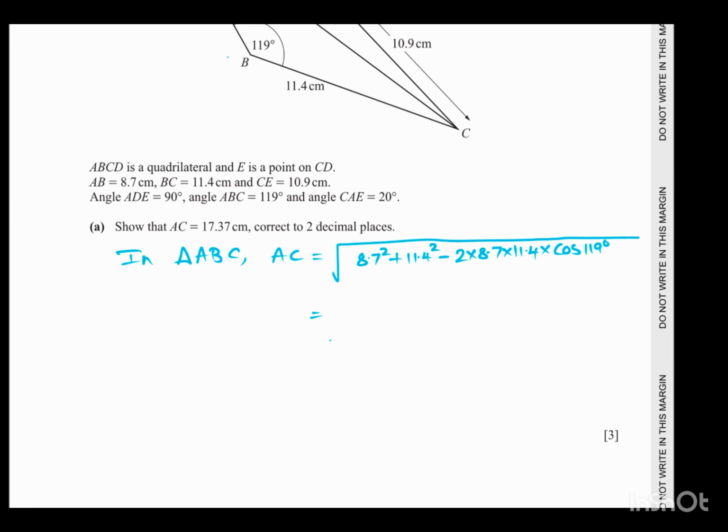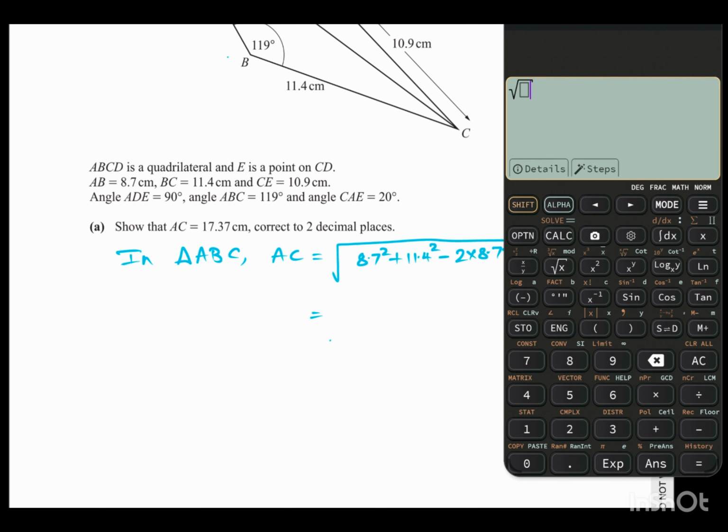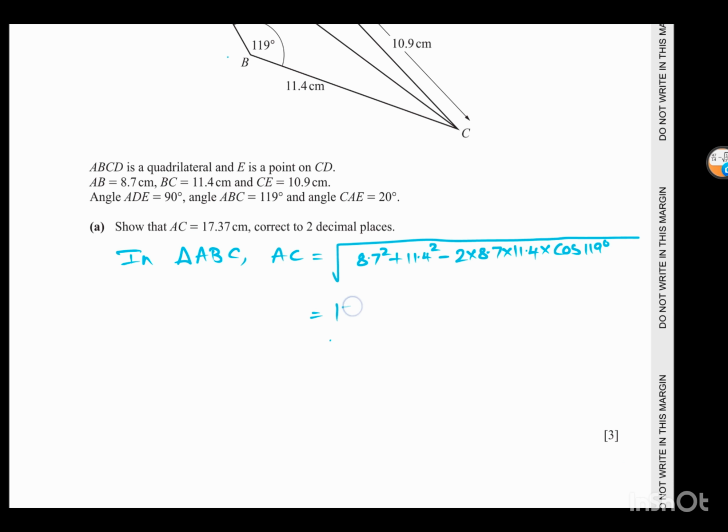Yeah, so put this in the calculator. Square root of 8.7 square plus 11.4 square minus 2 into 8.7 into 11.4 into cos 119 will be 17.3728. So 17.372 will be rounded to 17.37 centimeters, which is proved. We had shown.